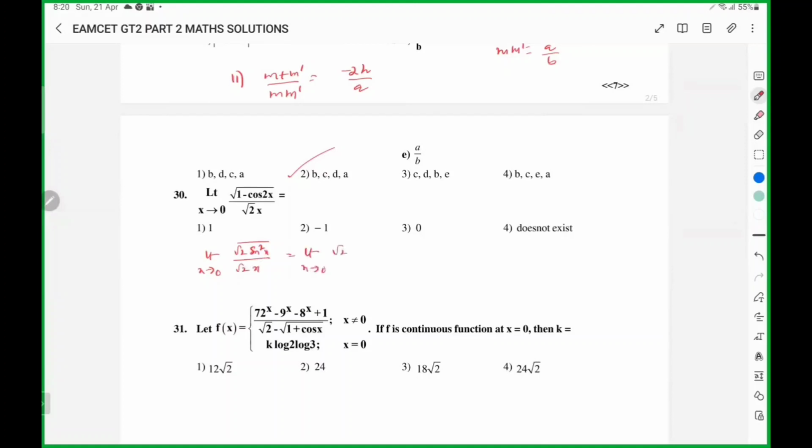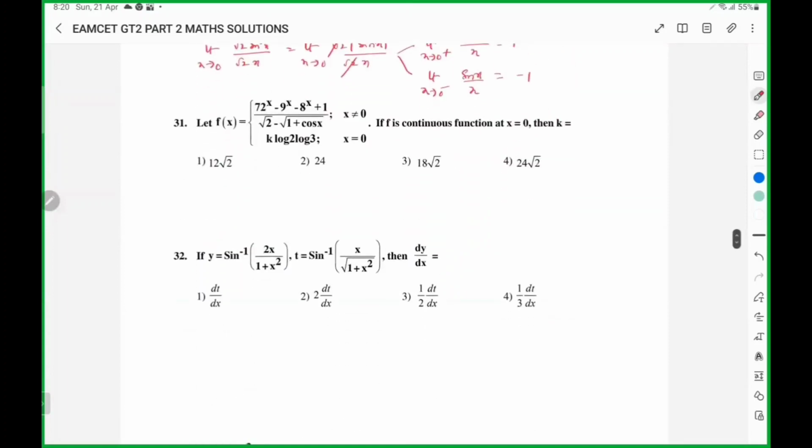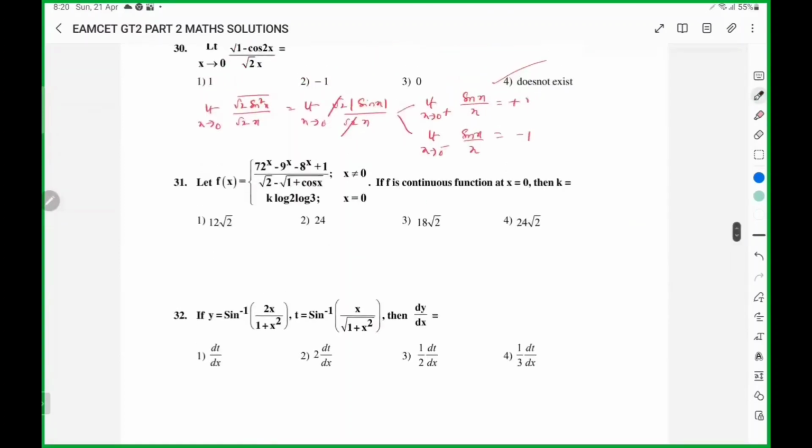Here the limit as x tends to 0 of root 2 sine square x by root 2 x, which is root 2 mod sine x by root 2 x. But whenever mod is there, you have to find one-sided limits. As x tends to 0 plus you get plus 1, and as x tends to 0 minus you get minus 1. One-sided limits are not equal, so the limit does not exist.